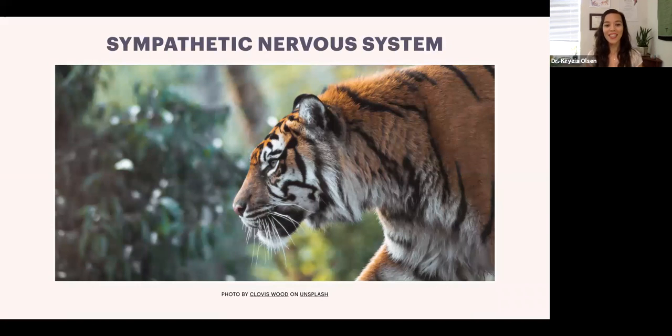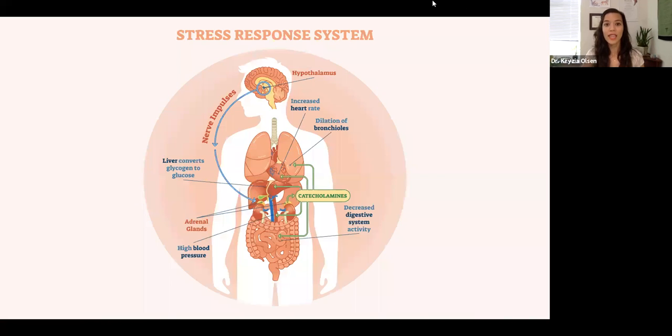And so back in the day, this is what would happen. You'd see a tiger, and that would register as a threat. We'd be able to actually see the tiger, and then we'd use our sympathetic nervous system and run away, which is the great thing. So let's look at that with this little diagram.